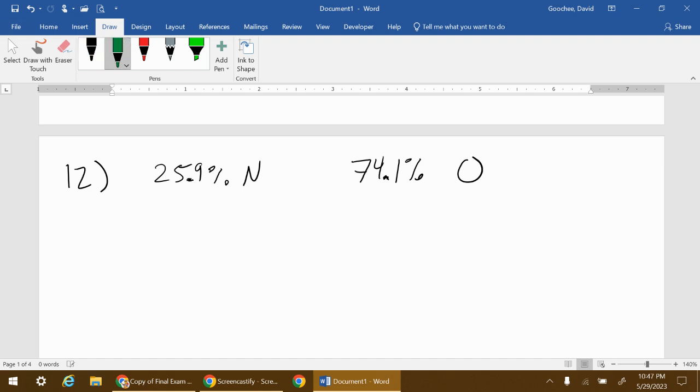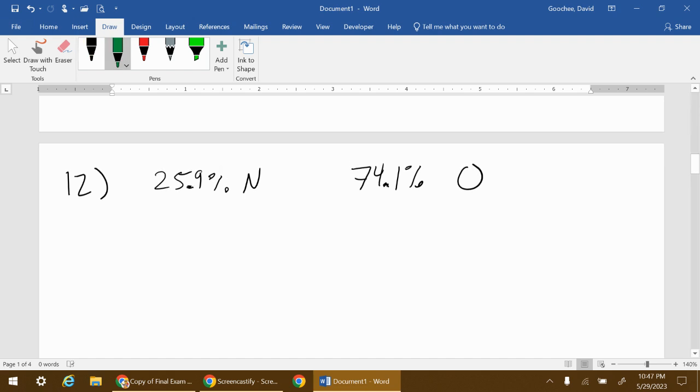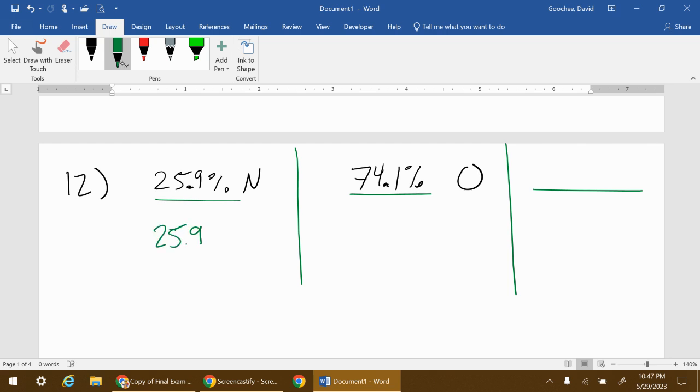So the way we do this is through several steps, and you're going to want to set it up, whether it's 2 substances or 3 substances, in columns going down the page. All right, now the first step is we got to get these percentages into real world amounts. The way we do that is just pretend you have 100 grams of this stuff. So 25.9% of 100 grams is 25.9 grams of nitrogen. And 74.1% oxygen would be 74.1 grams of oxygen.